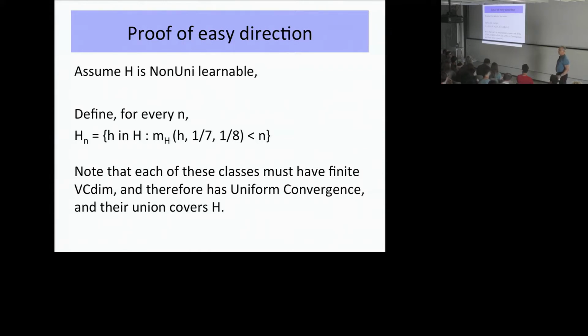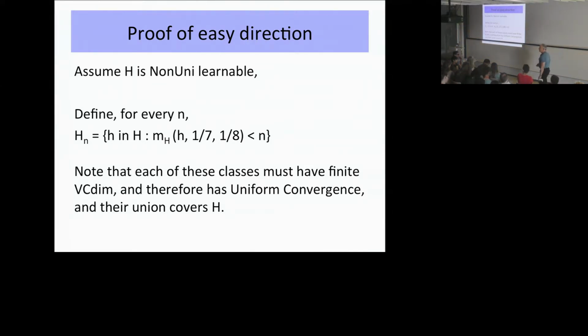Right. It's non-uniformly learnable, so we know that for every h, I have this number, m of h, epsilon, delta. So any h in my class will fall in one of those H_n. If you give me an h in my class, I'll calculate the function and tell you in which level of my decomposition it sits. So it gives me the whole class.